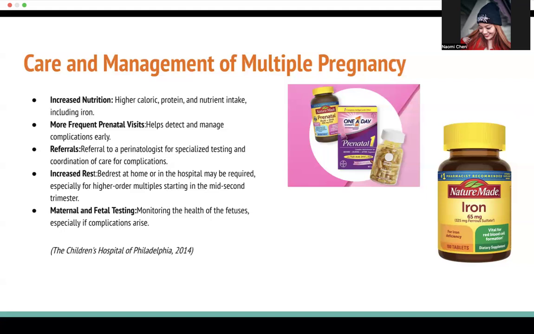Also, you want to have maternal and fetal testing, monitoring the health of the fetus, especially if complications arise. If you have a multiple pregnancy, you will see a high risk OB for sure, and they will test you and your baby, monitoring your babies throughout the pregnancy, and your regular OB and your high risk OB will work as a team to discuss your delivery method and to have a treatment plan if any complications occur.